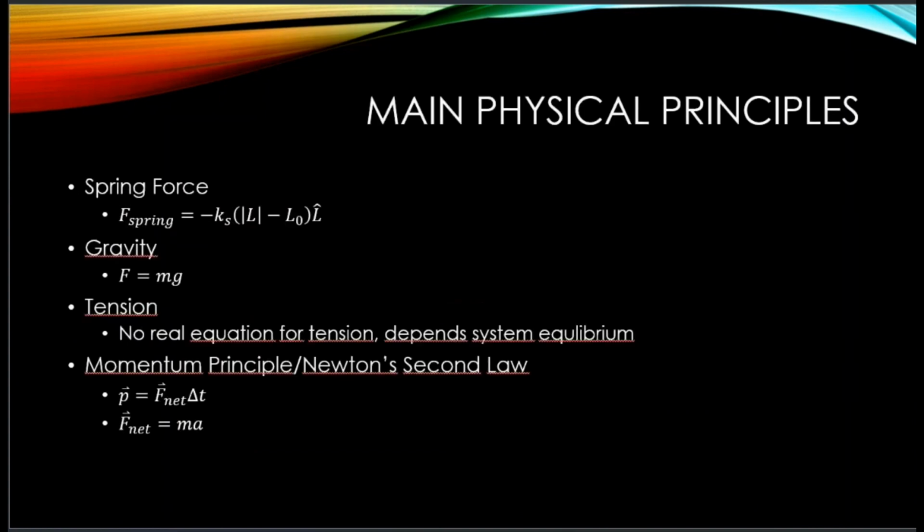The spring force is calculated by multiplying the negative of the spring constant times the displacement of the spring from its equilibrium position times the unit vector. Gravity is calculated by multiplying the mass of the object times the acceleration due to gravity. There is no real equation for tension. We calculate it by using the other forces acting on the system when it's in equilibrium.